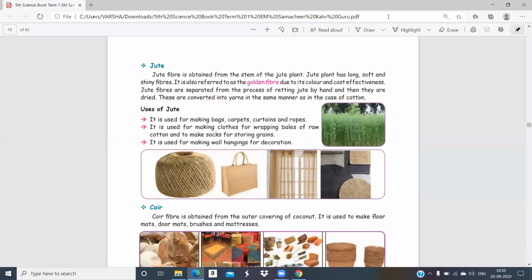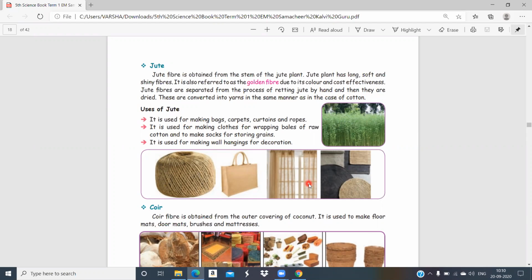effectiveness. Jute fibers are separated by the process of wetting the jute by hand, and then they are dried. They are converted into yarn in the same manner as in the case of cotton. This is the jute plant, and this is a jute basket and all. These are all jute only.